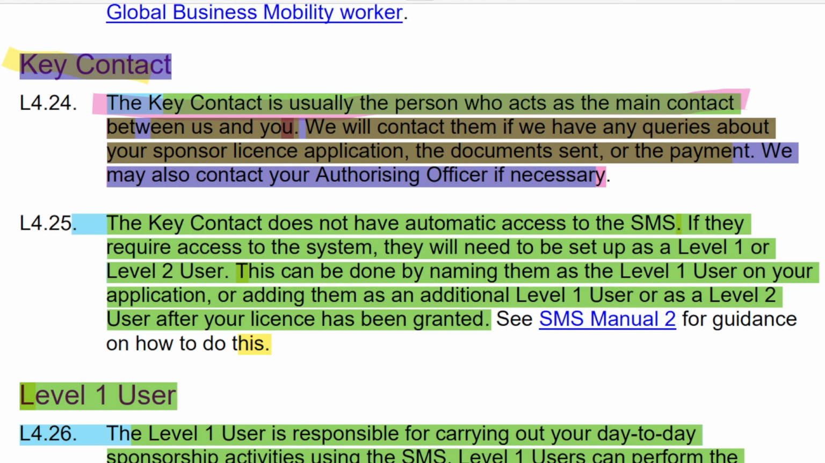So, for example, you have named an employee as the key contact, and he left the country or left the job. It will be trouble for you. So you need to make sure the person you assign is on duty and based within the UK.